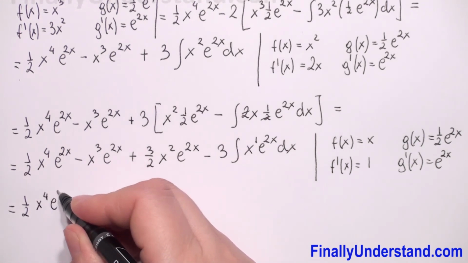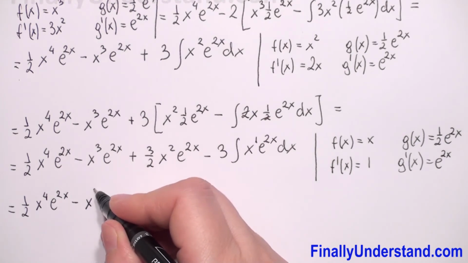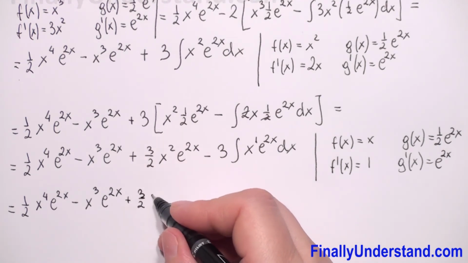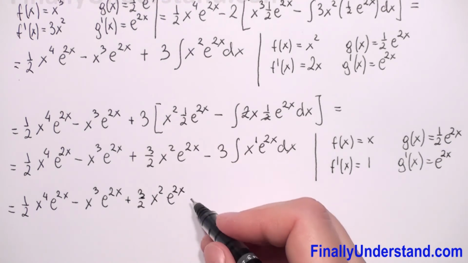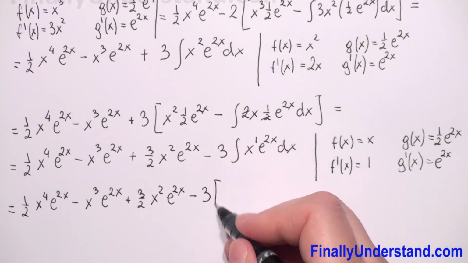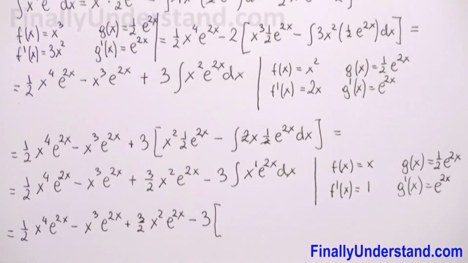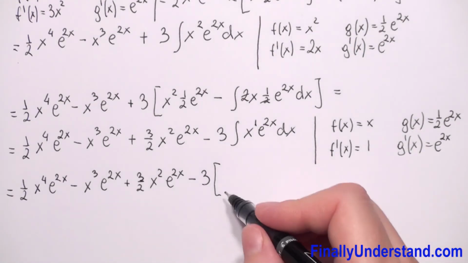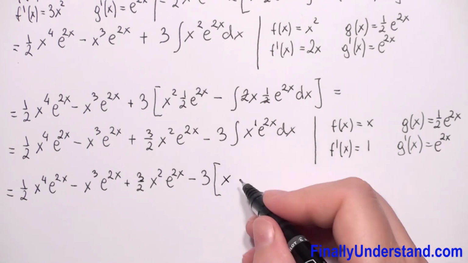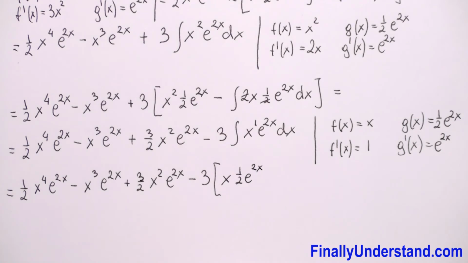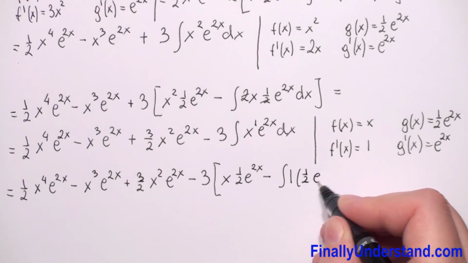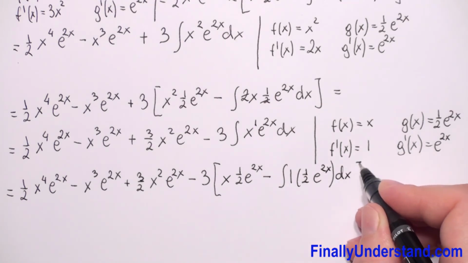So this is equal, we have to copy the beginning, 1/2 x to 4th power e to power 2x minus x cube e to power 2x plus 3 over 2 x squared e to power 2x minus 3, and in brackets we will put first, again we will use this formula, first f times g, so now f is equal x times 1/2 e to power 2x, and we have minus integral of f prime is 1, and we have g is 1/2 e to power 2x with respect to x, close brackets.